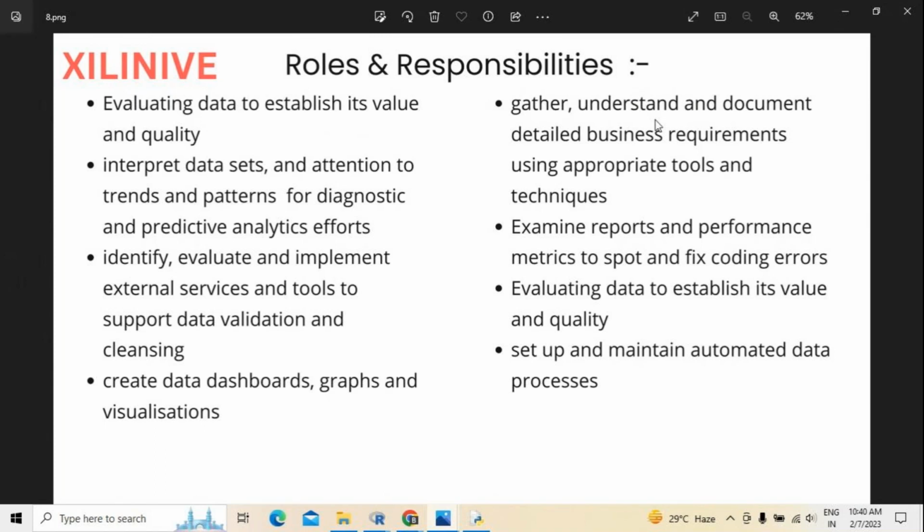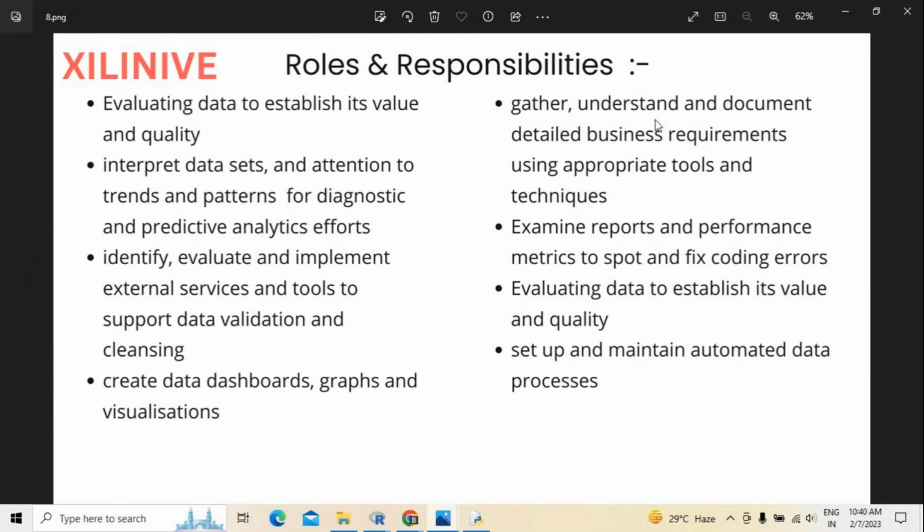So being a data analyst, the roles and responsibilities, to make it short, are to have the experience to evaluate the data, interpret the data sets, and at the same time identify and evaluate external services, followed by data validation as well as cleaning. Followed by this, we need to have experience to create dashboards, graphs, visualizations, all that. At the same time, how to examine the reports, and how to evaluate data to establish value and quantity, gathering different documentation, business requirements, all these. So these are the basic roles and responsibilities one must be good with as a data analyst.